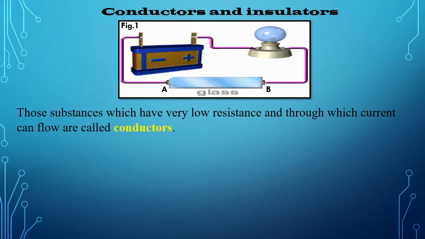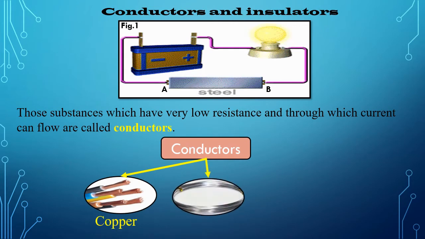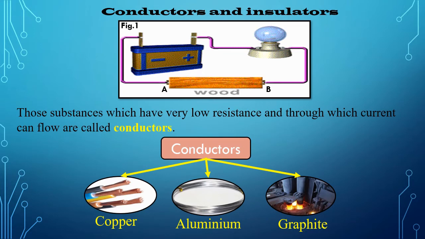The substances which have very low resistance and through which current can flow are called conductors. For example, copper, aluminium, graphite, etc. Conductors are quite useful in many ways. Conductors are used in making various electrical equipments.